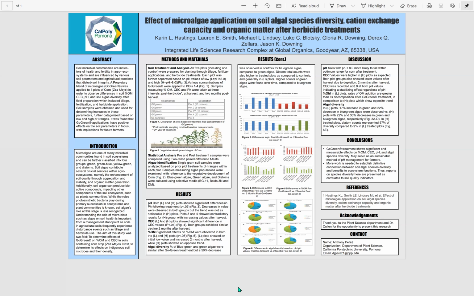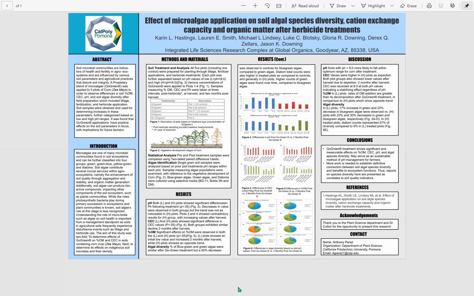In the end, there was significant difference, or p-values, of less than 0.05 between L plots at the time of harvest and 2 months after harvest. Differences in organic matter percent changes were also significant, where L plots showed lower values than the control, although increased with treatment 2 months after harvest, which contrasts with data shown in H plots, where a decrease in organic matter was observed 2 months after harvest, including the control.